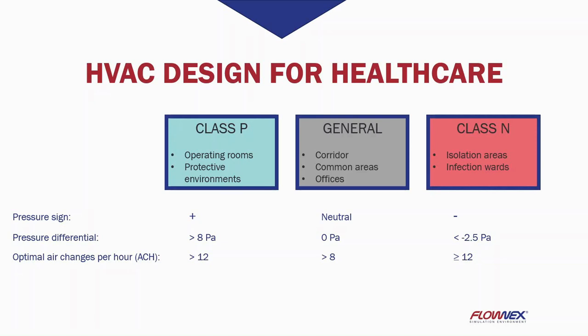The third is Class N, which are typically isolation areas and infection wards, which are kept under a negative pressure less than minus 2.5 Pascals to atmosphere, with an air change rate of 12. These are typically set out parameters and of course might differ depending on the requirements of the healthcare industry. And we'll be checking those pressures in the live example.